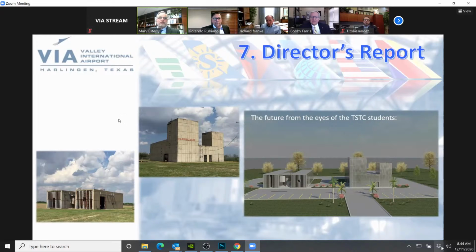Looking forward to working with TSTC and their students in the near future. This is the latest and greatest in equipment and test equipment. So it's going to be neat to have those students come over and work with TIA. He expressed in the past an interest in doing so. This was actually the future from the eyes of the TSTC students and their graphics department of what it could look like as we move forward.